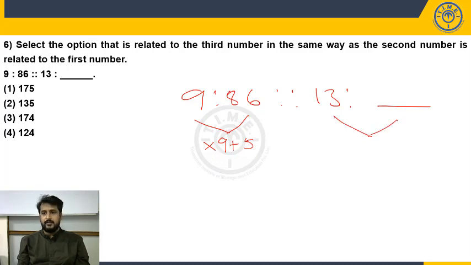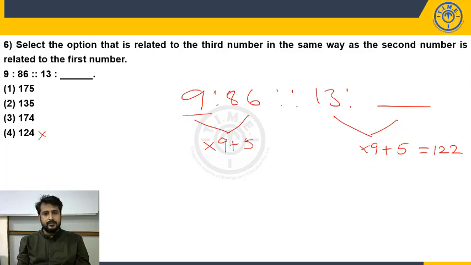Now by applying the same logic, 13 nines plus 5, what will I get? 13 nines are how much? 117 plus 5, 122. But is it available in the choices? No, it is not available. We have 124, not this one. But think in a different way.